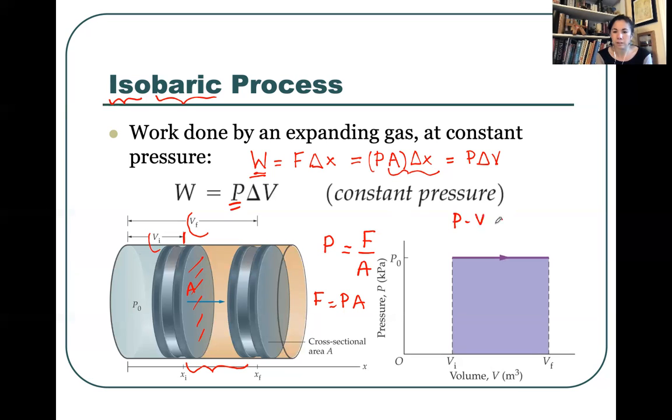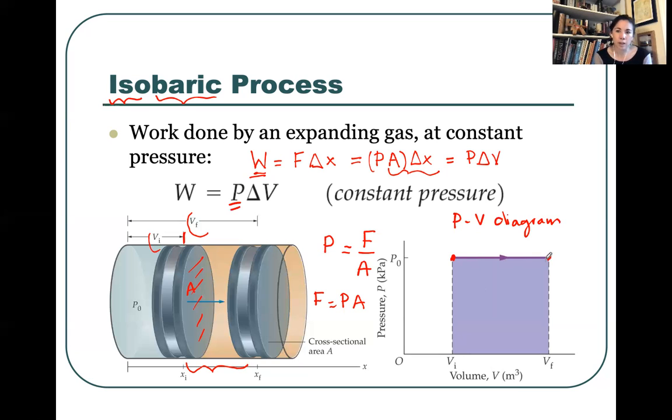So PV diagram means that we are looking at pressure versus volume. In this particular process, we're keeping our pressure constant. So that's why we have a flat line over here. We're going from my initial volume to the final volume, but at constant pressure.